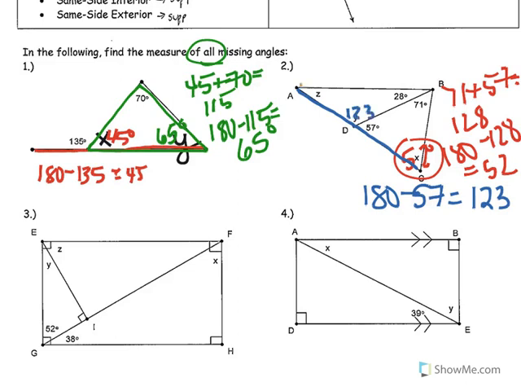And now I can use my other triangle. I know 2 of the angles, I can find the third. So I'm going to do 123 plus 28. I believe that gets me 151. Hopefully I'm not wrong there. Take 180, subtract it from 151, and I get 29. So that means that Z had to be 29, and I'm done.